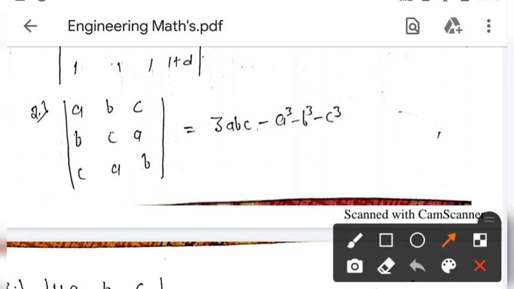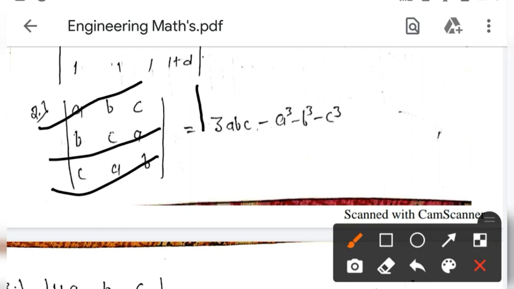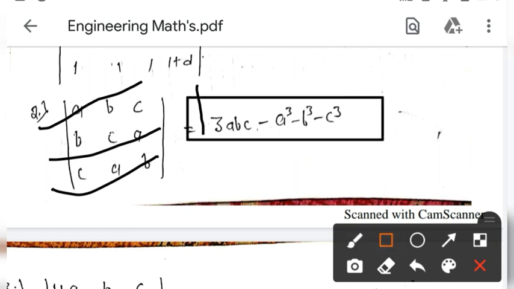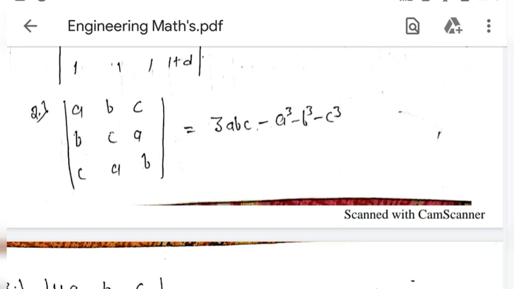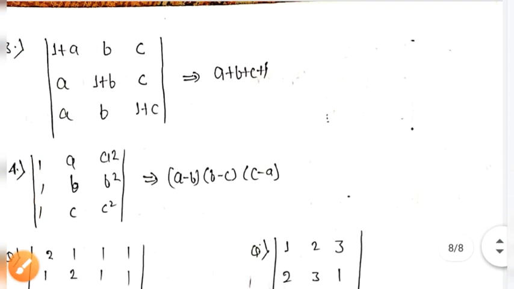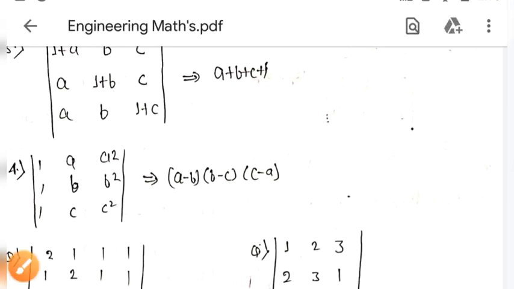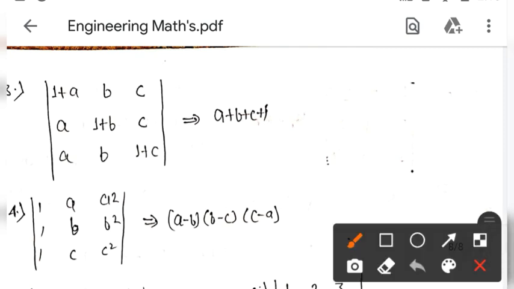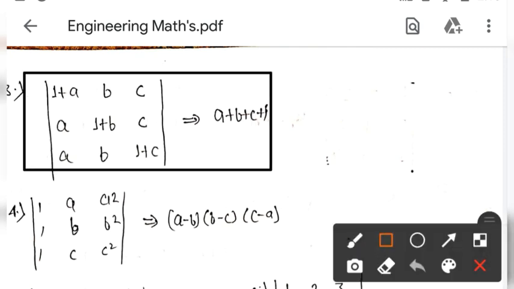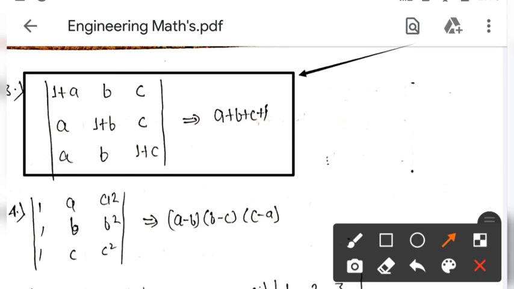So if the matrix is given in the cyclic form like A, B, C, then again B, C, A, then C, A, B, then the determinant value will be this one, 3ABC minus A cube minus B cube minus C cube. Okay, similarly, if the matrix is in this format, then the determinant will be A plus B plus C plus 1.